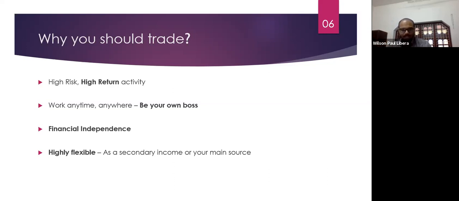Some trading methods require you to be in front of your system, eyes on the screen for the whole session. Yeah, that is there. But there are other styles which do not require that. If you are working somewhere, you're a professor, or even a student somewhere, you can still trade. And when I say flexible, there is also another point to it.